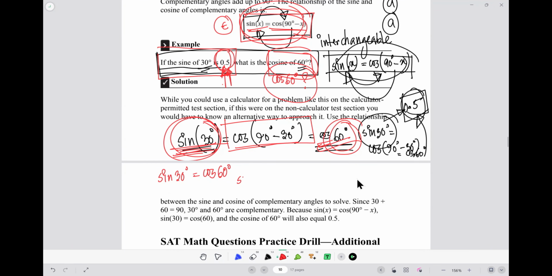And we are given that the value of sine of 30 degrees is equal to 0.5. So the value of cosine of 60 degrees is also going to be 0.5. Am I correct?